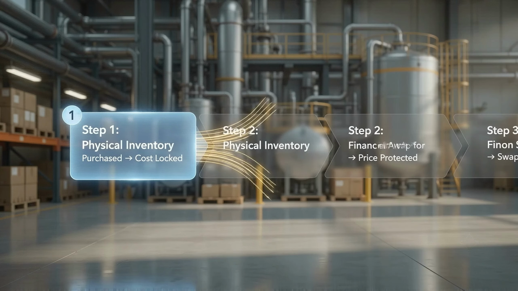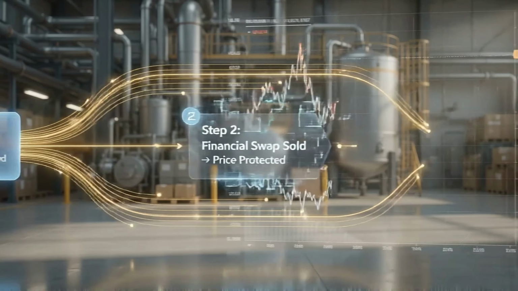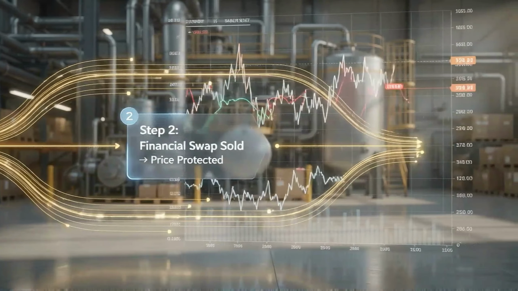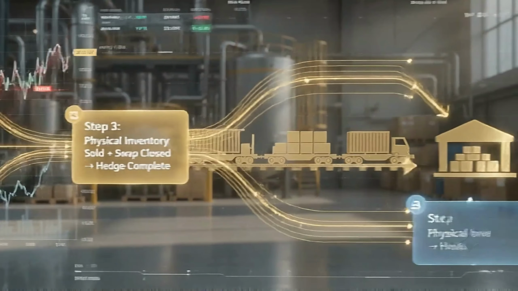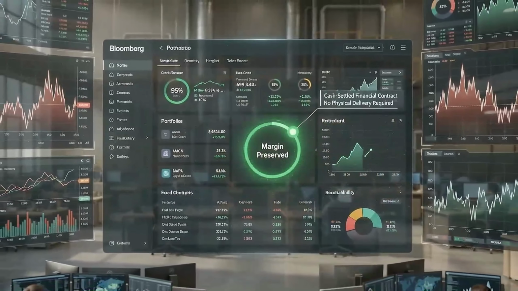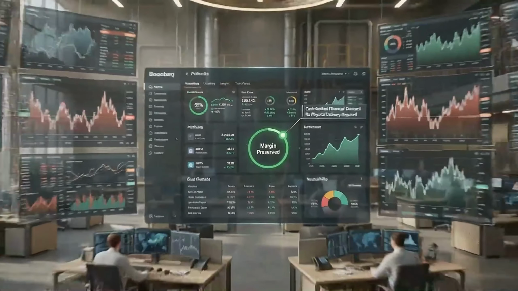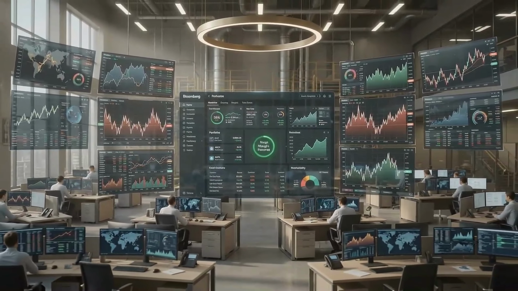It's a clean, 3-step operational life cycle. Step 1, you buy physical inventory, locking your cost. Step 2, you sell a swap, instantly protecting the price and floating the cost. Step 3, you sell the physical inventory to your customer and simultaneously unwind your swap to close the hedge. And importantly, a swap is purely a cash-settled financial contract. No physical delivery required.